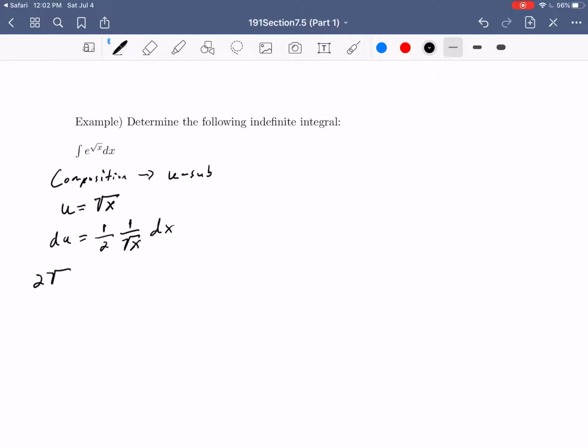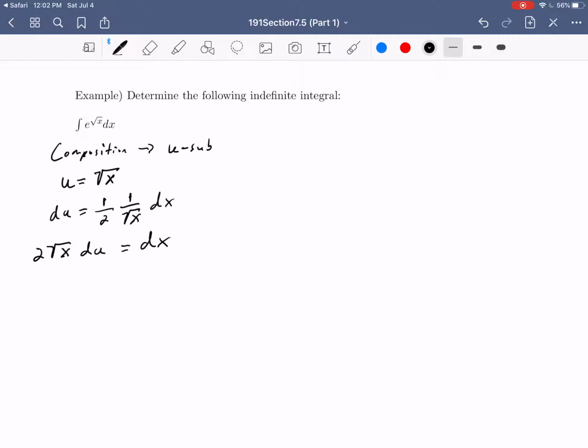So it looks like we get 2 root x du is equal to dx. So let's plug that stuff in. We get integral e to the u. So that's substituting that just directly in there. And instead of dx, we're going to have all this stuff. So we're going to have 2 root x du.